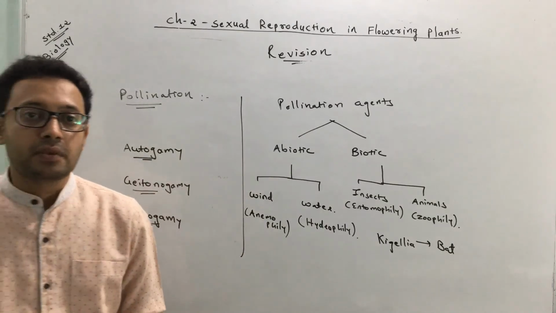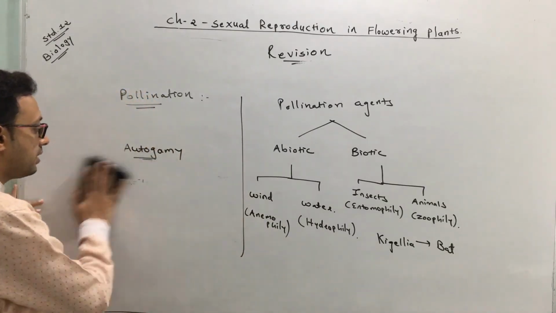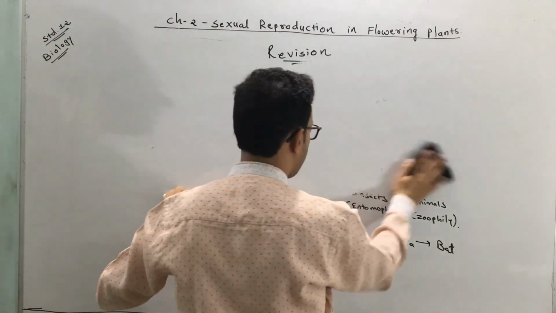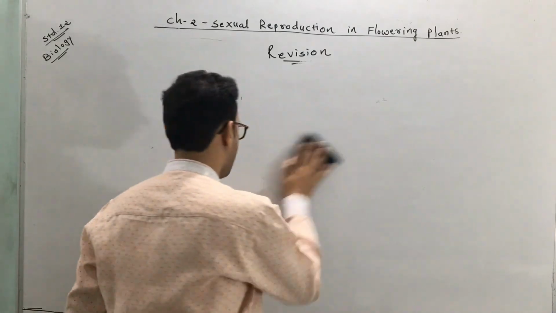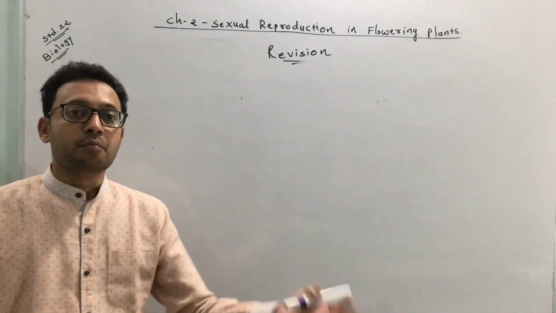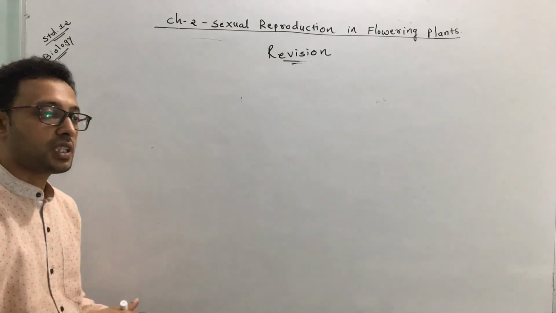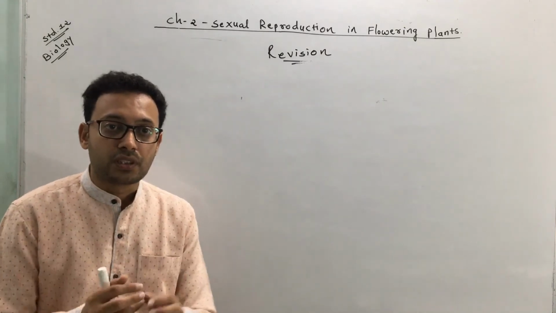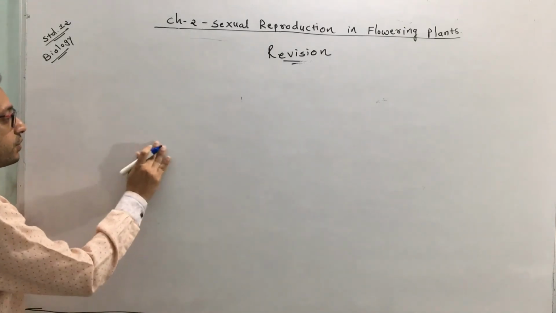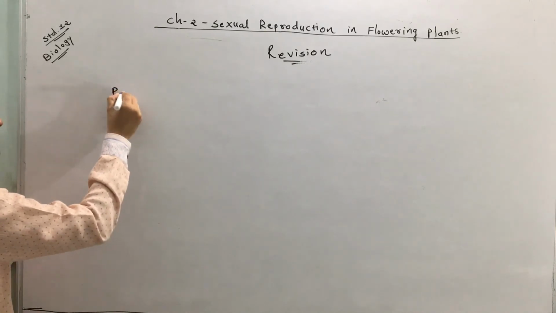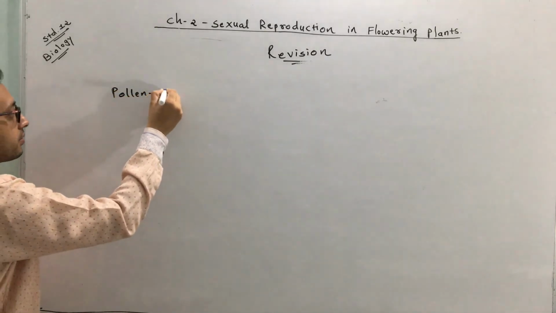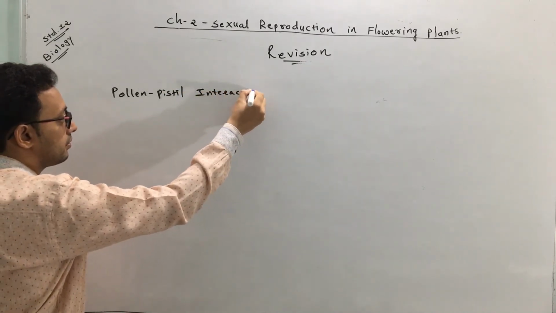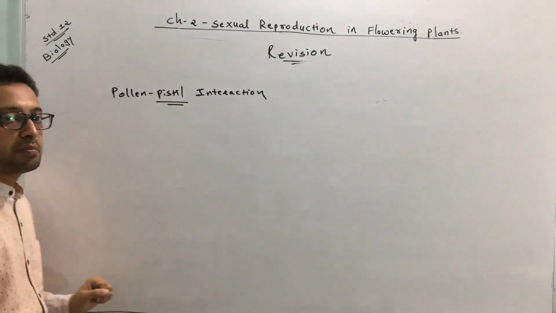Now once the agents help in pollination, then what happens? Then the fertilization process occurs, because by pollination the gametes are transferred, and once they are brought together, the process that occurs is called fertilization. Okay, fertilization means a fusion. But how does the fusion occur? To understand how fusion occurs, you have to understand pollen-pistil interaction. How pollen and pistil interact.